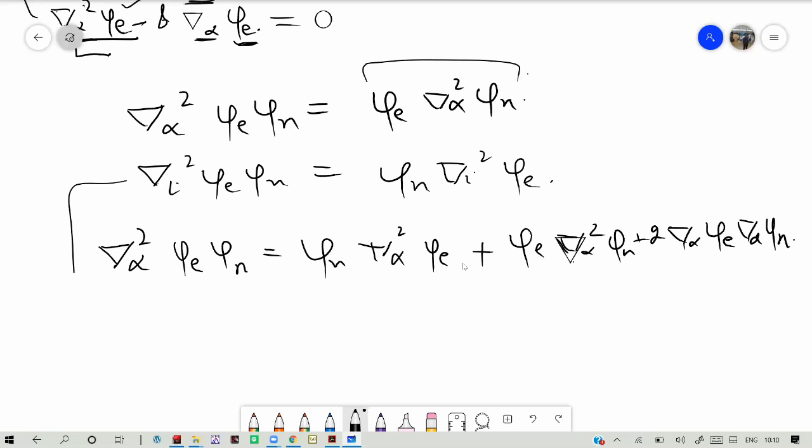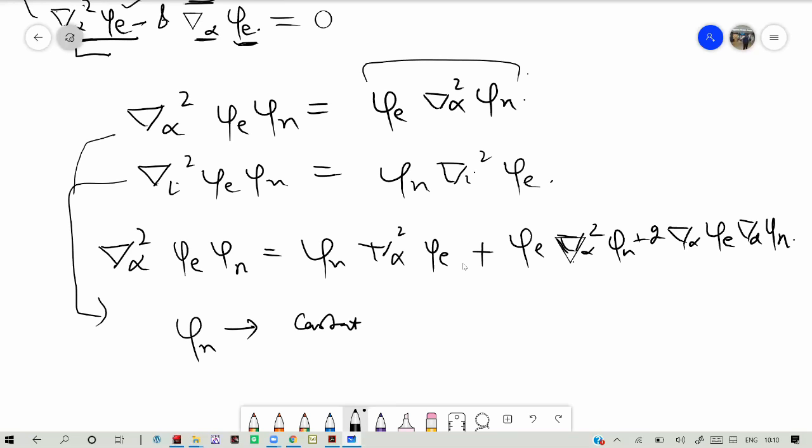The reason to write this and this is that psi n has been treated as a constant. That is why we can write them like this. Otherwise, if they have been both varying functions, it was not possible for us to write like this.